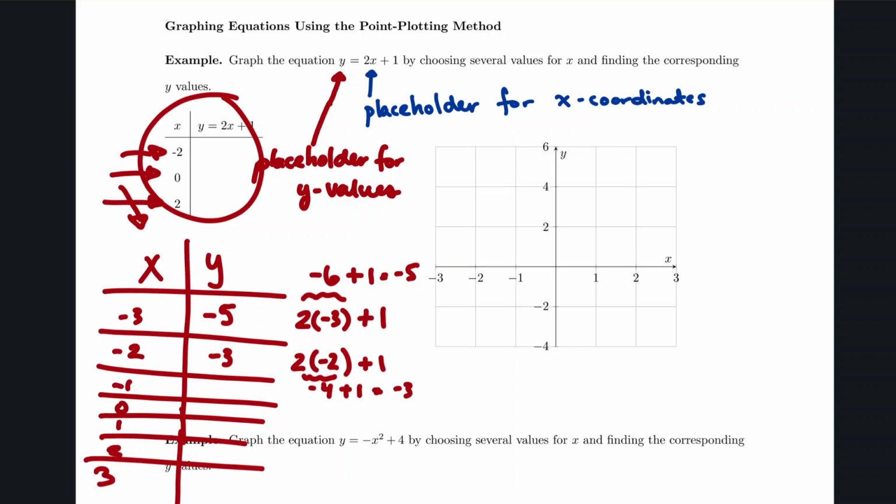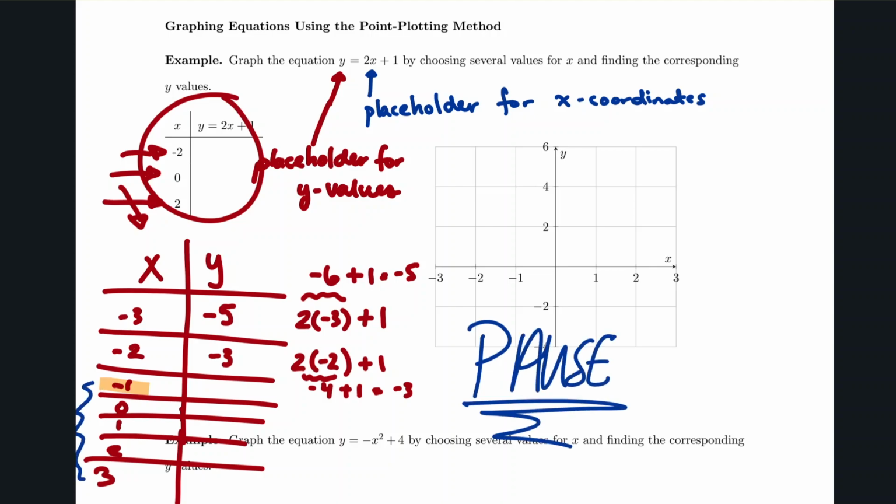Okay. Now, take a moment and try to think, what would you do next to calculate the y value when x is -1? I'd ask that you pause right now and calculate the next few values on your own. This gives you a chance to test your understanding. Unpause and you'll see my detailed solution.